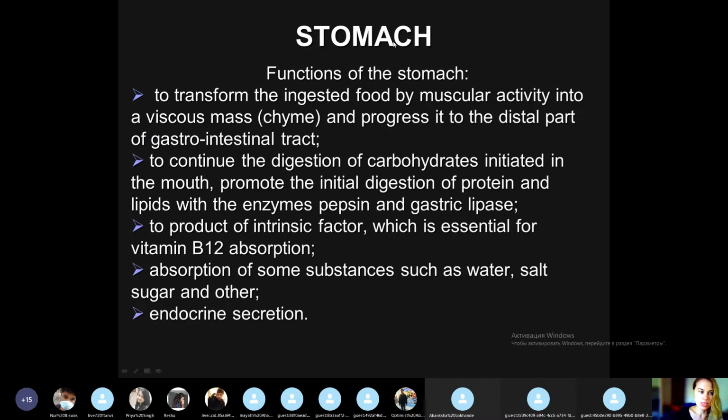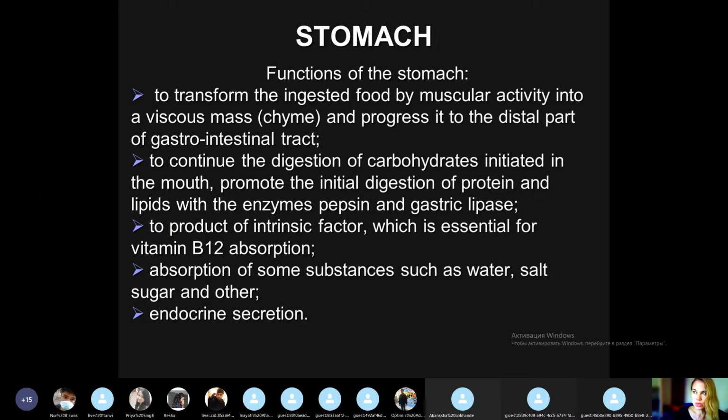Also, it provides the chemical digestion of the food, because the cells of the stomach produce digestive enzymes such as pepsin and gastric lipase that provide initial digestion of the proteins and the lipids. Except this, the stomach produces intrinsic factor. The intrinsic factor is an important component for vitamin B12 absorption in the small intestine.